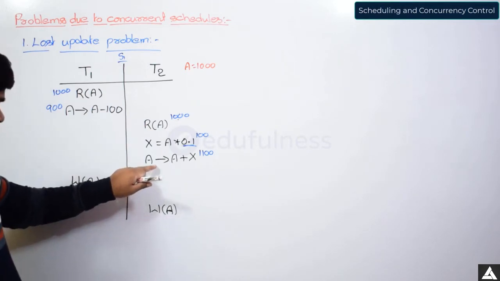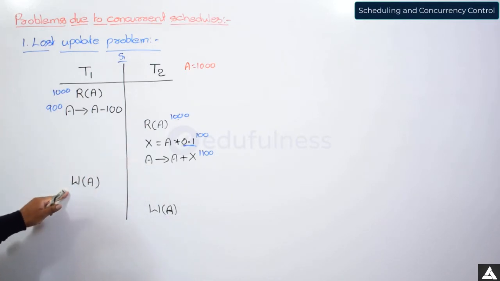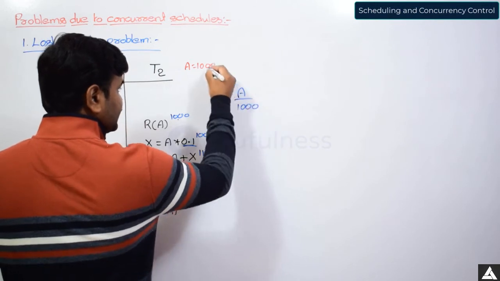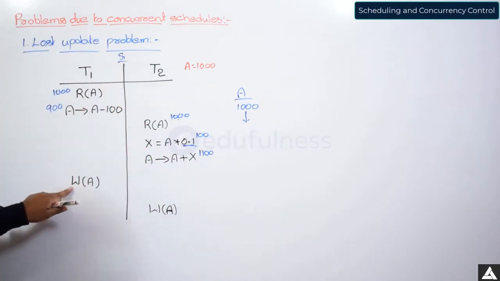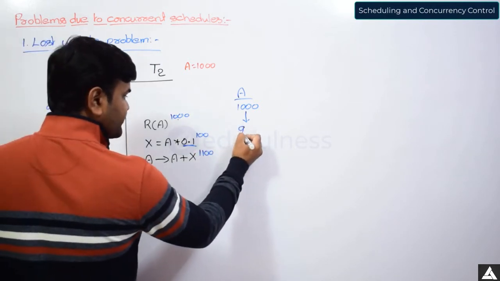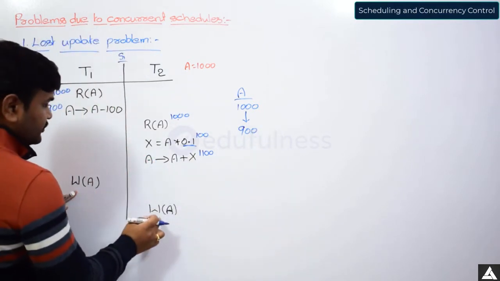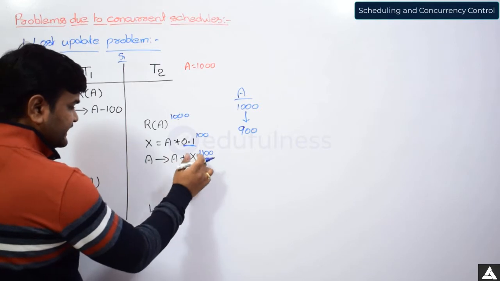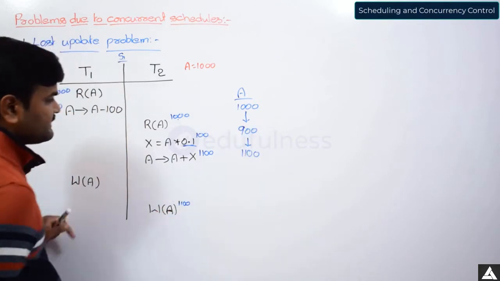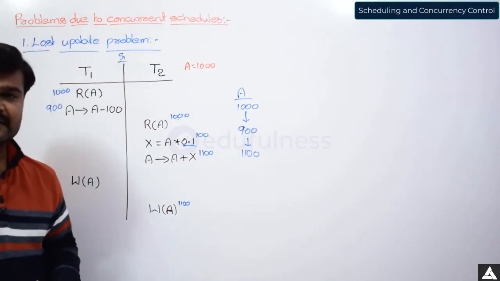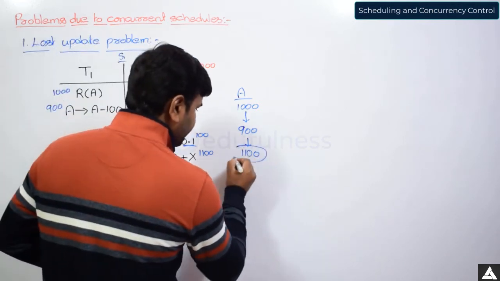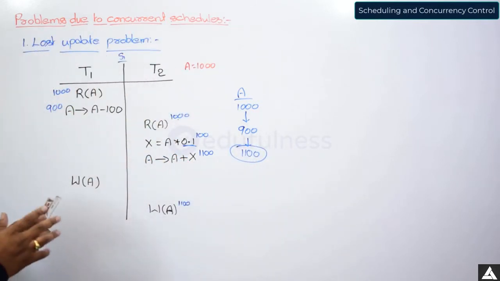Now we switch to T1 again and resume the remaining operations. A was initially 1000, and because of this write operation, T1 writes 900. After that we come to the T2 transaction. T2 writes 1100, because its A value is 1100. So which value is correct here, 900 or 1100? Finally it is 1100. But is it the correct value or not?